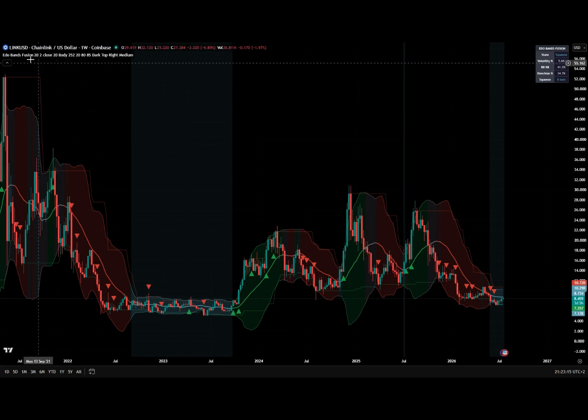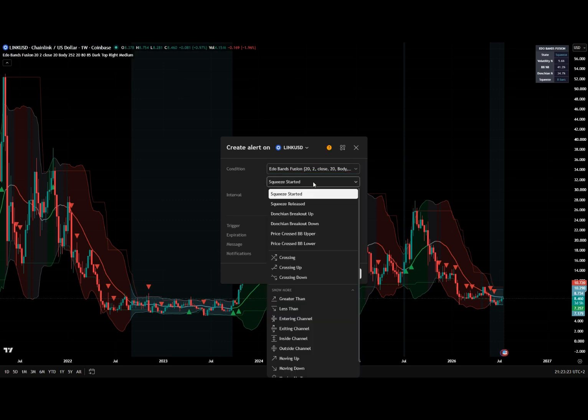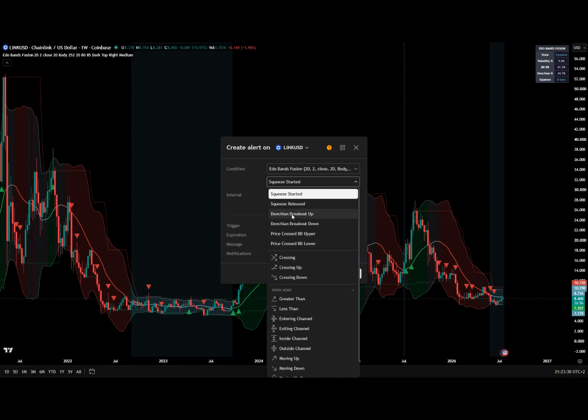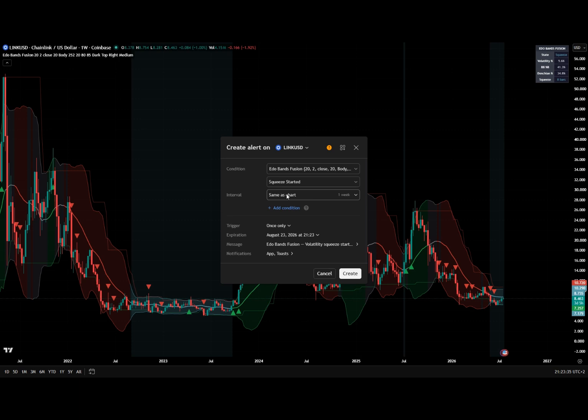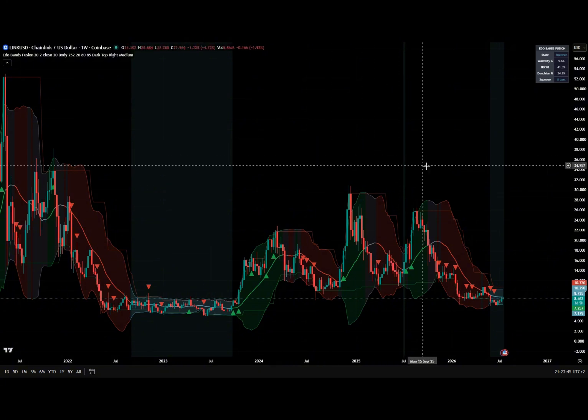The indicator includes 6 alerts. Let's open the Create Alert dialog. Squeeze started when the band width crosses below the threshold, and squeeze released when it climbs back up. Donchian breakout up and down for the triangles, and the 2 Bollinger touches, upper and lower. We recommend the 2 Donchian alerts as a confirmation of a regime change, and squeeze released as an early warning of a wide move.